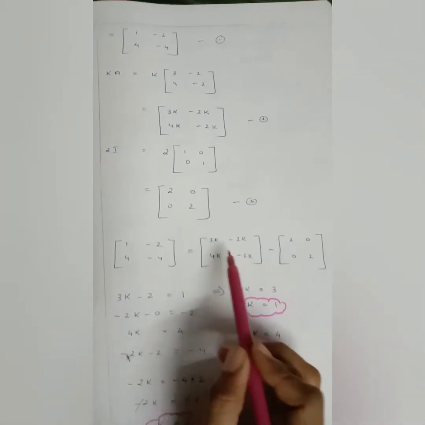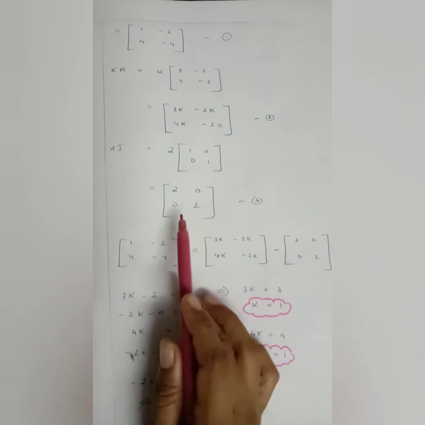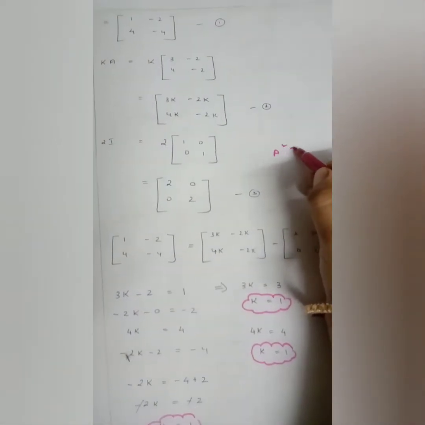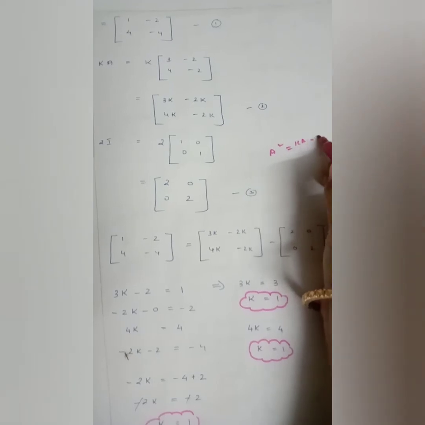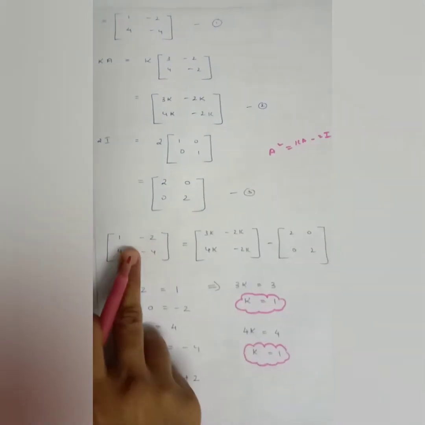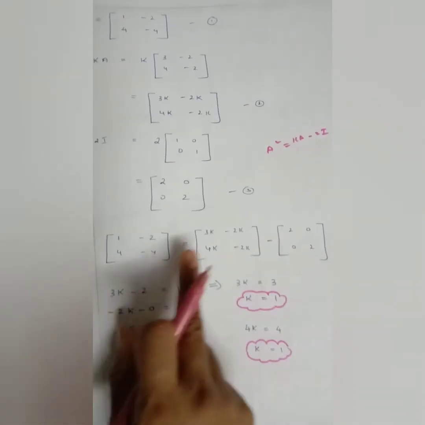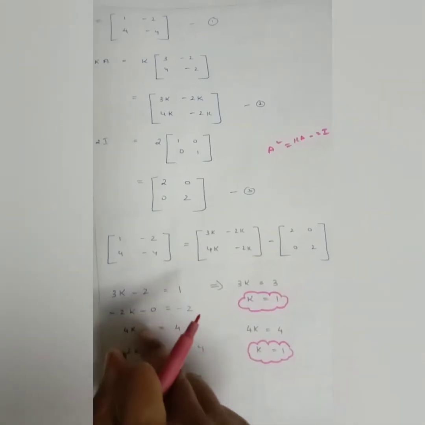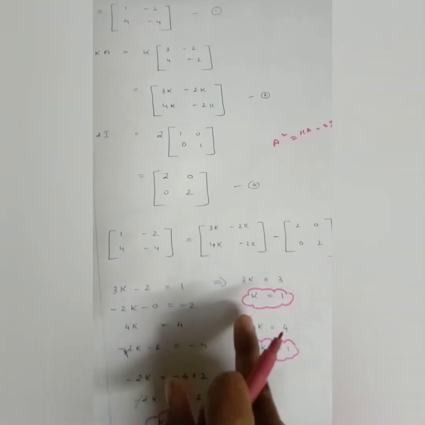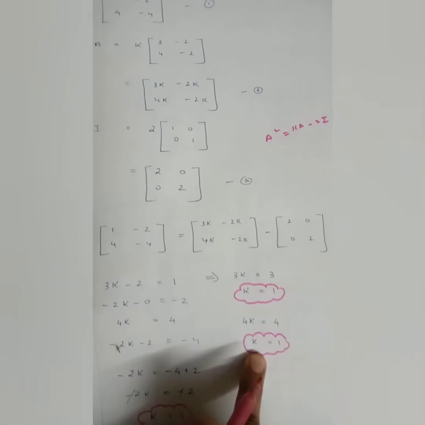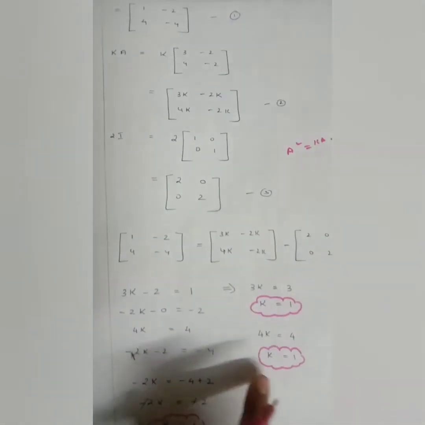So I am equating this. This side you can see 3k minus 2. Why am I equating? The given question is A squared equal to kA minus 2I. So 3k minus 2 is equal to 1. So 3k is equal to 3, or k equal to 1. You can equate anything, you will get the same answer only. Okay, so the value of k is 1.